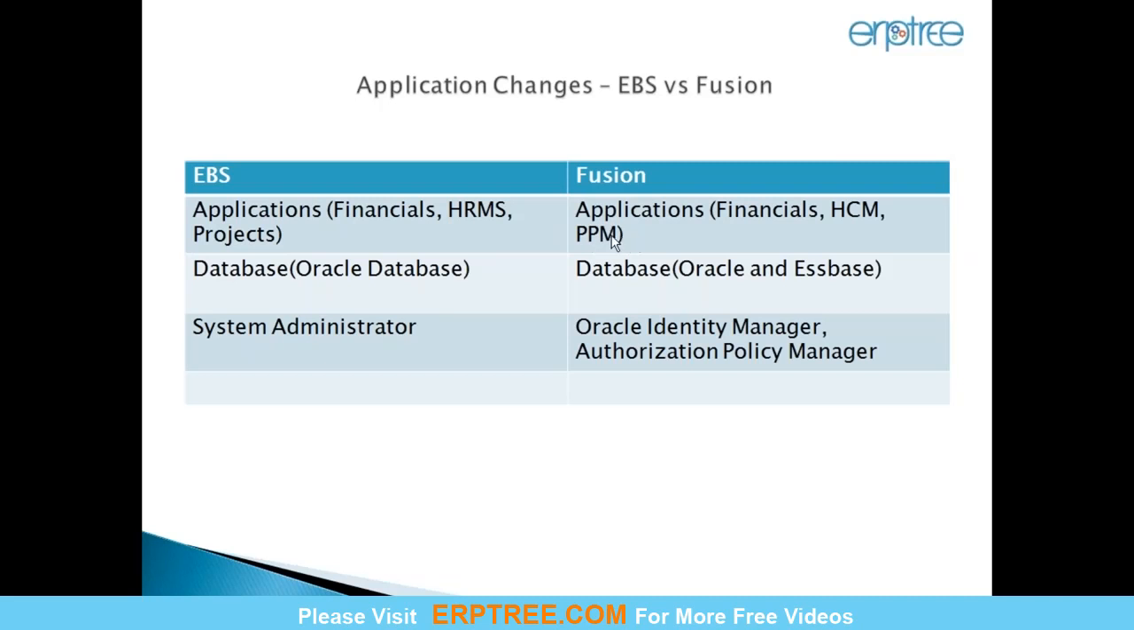And when you talk about EBS, in EBS we have only one database, that is the Oracle database. But in Fusion we have two databases. One is the Oracle database, where you can store transactional data, and Essbase is another database within the Fusion applications, which stores summarized balances in multi-dimensional cubes.